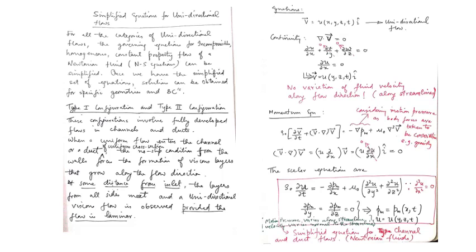So what is the physical meaning? The physical meaning is that there is no variation of fluid velocity along the flow direction, and since you are dealing with a unidirectional flow, you can say that this direction is also the direction of the streamlines. So there is no variation of fluid velocity along streamlines.